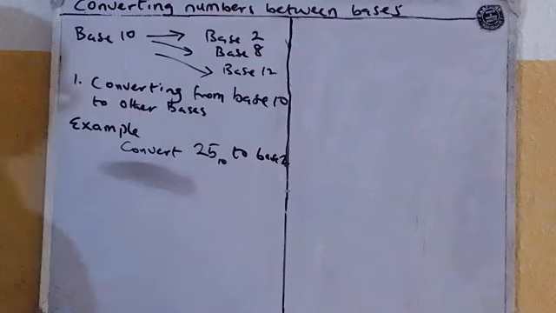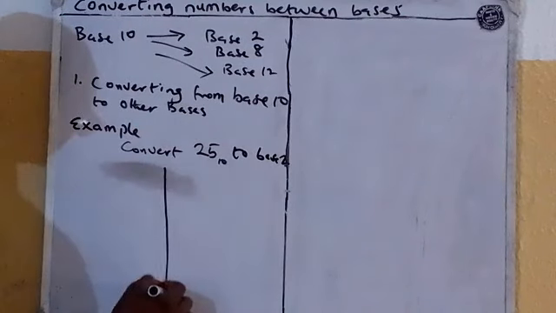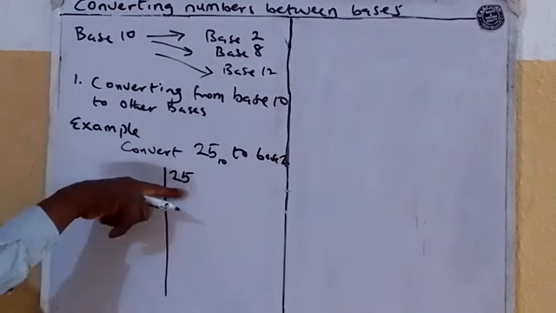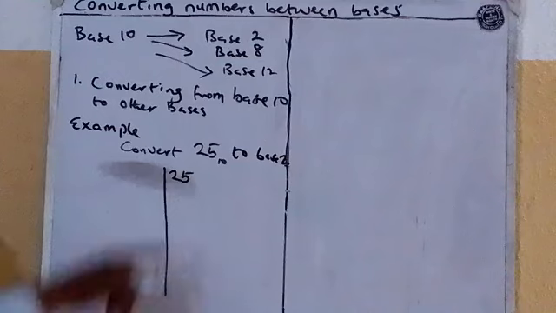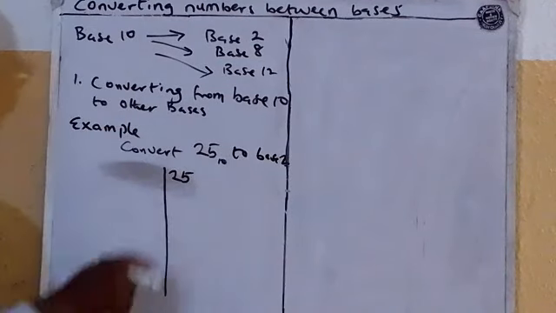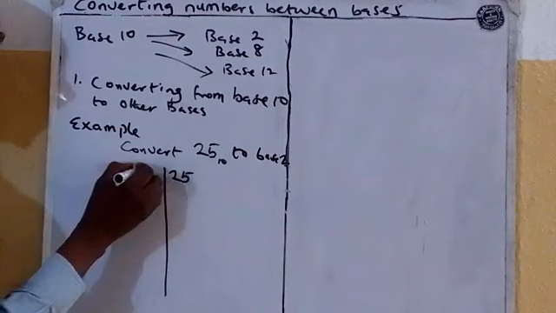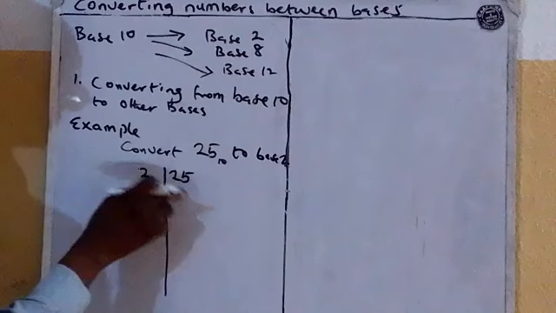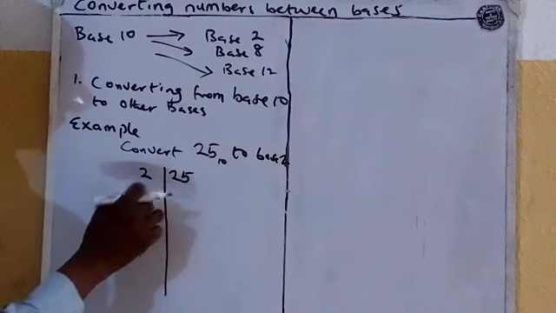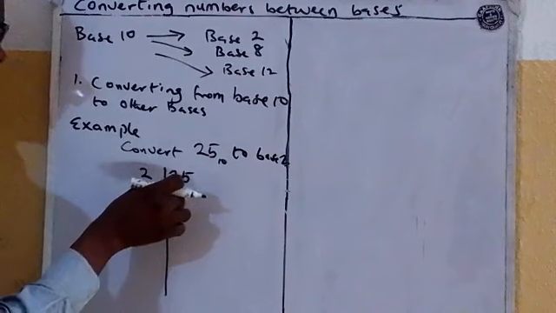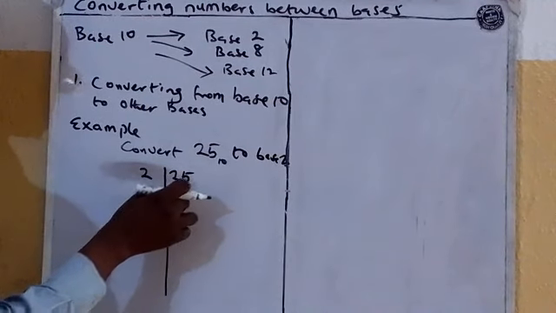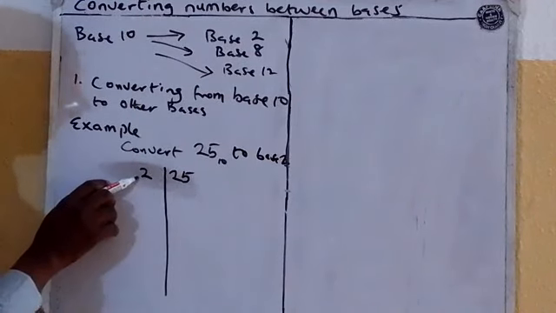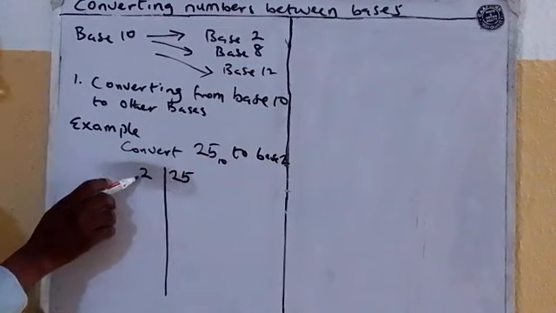How does that work? The first thing I do, I rule my line like this. I write 25 here. This is where we are, 25, and it's in base 10. They say we should convert to base 2. So we bring this base 2 we are converting to and put it as the divisor outside, and continuously divide 25 by 2. You write the division, what you got, and the remainder. So 25 divided by 2.